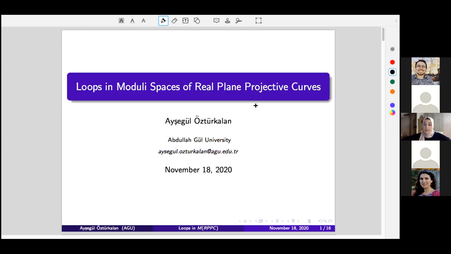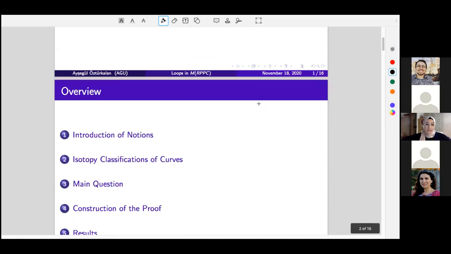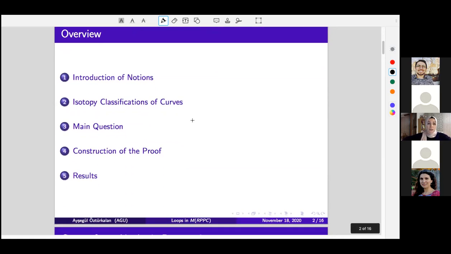You may say non-singular sextics are classified, everything is known. However, the topology of the moduli space has not been investigated up to now. So this is a new attempt, okay? At first, let me introduce the overview.